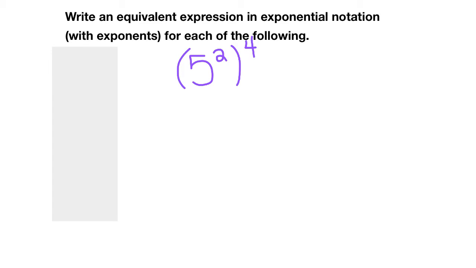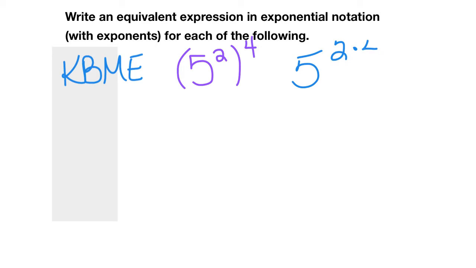I want you to practice writing the rule every time you do a problem. When we do a problem like this, it is called the power of a power property, and it is keep the base, multiply your exponents. So we're going to keep the base of 5, and we're going to multiply the exponents 2 times 4. So our equivalent expression is 5 to the 8th power.